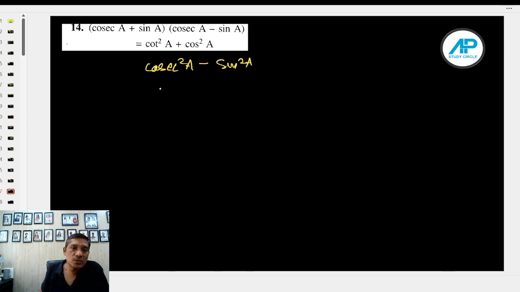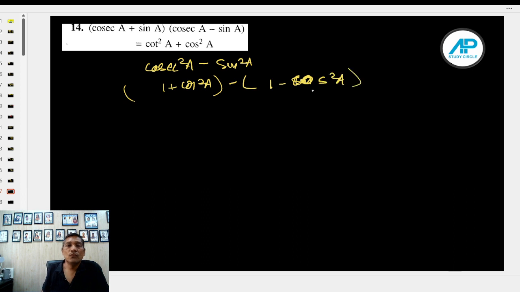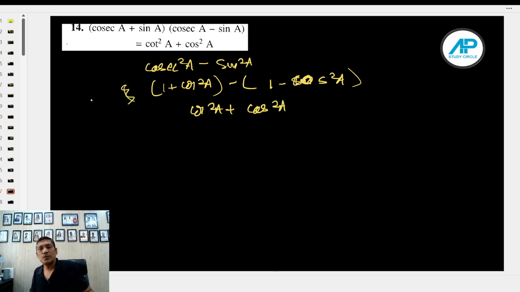What is cos square A? And what is sine square A? 1 minus cos square A. Now open the bracket. I got 1 and 1 cancel, and I got cot square A plus cos square. It's a very basic INT based question.